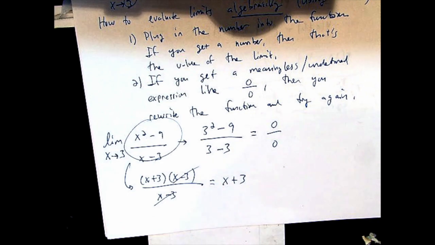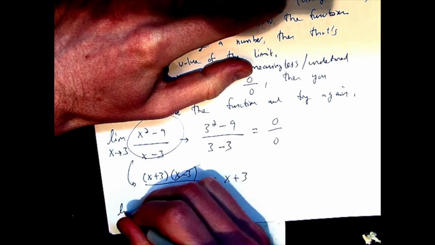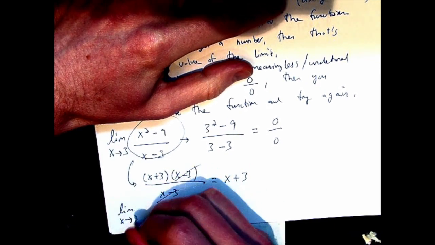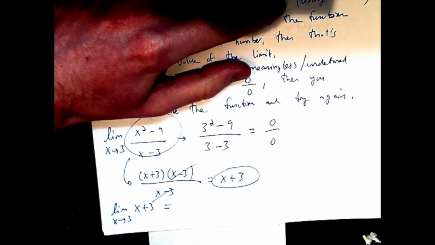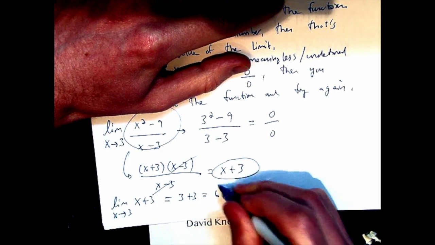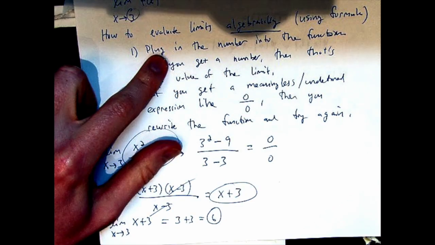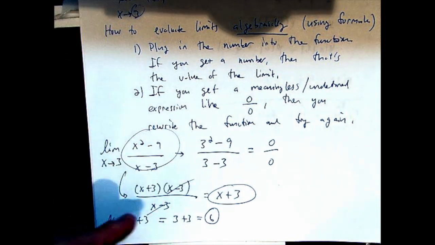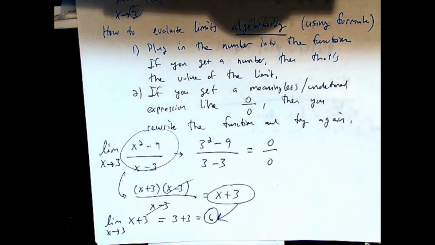And now that I've rewritten my function, I try again, right? I try plugging in my value into this new rewritten function. So if I plug 3 into this thing, I get 3 plus 3, which is 6, which is just a regular number. And as part 1 here says, if you plug in your limit value and you get a number, then that's the value of the limit. So this is the value of the limit right here, 6.